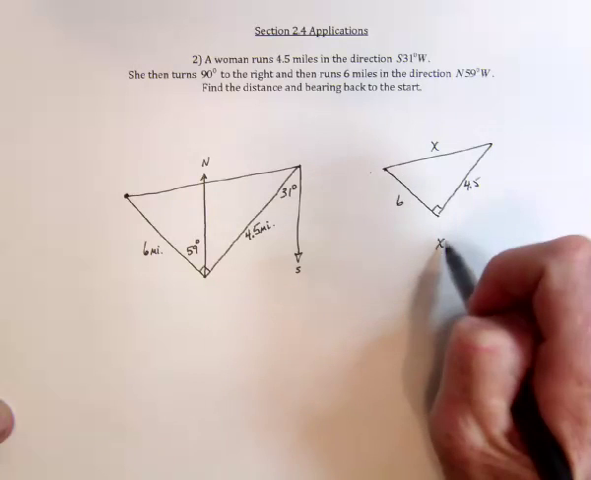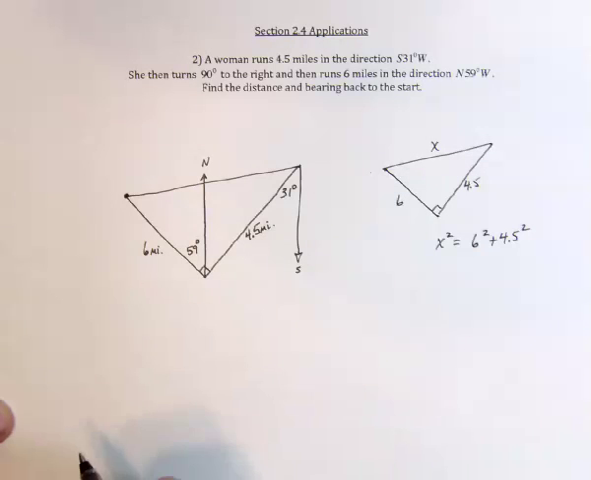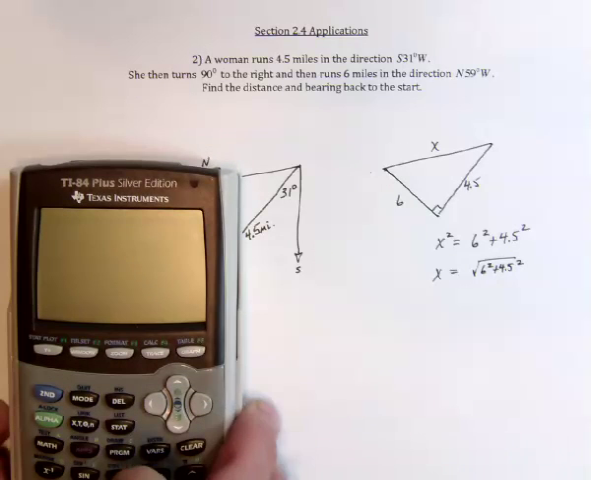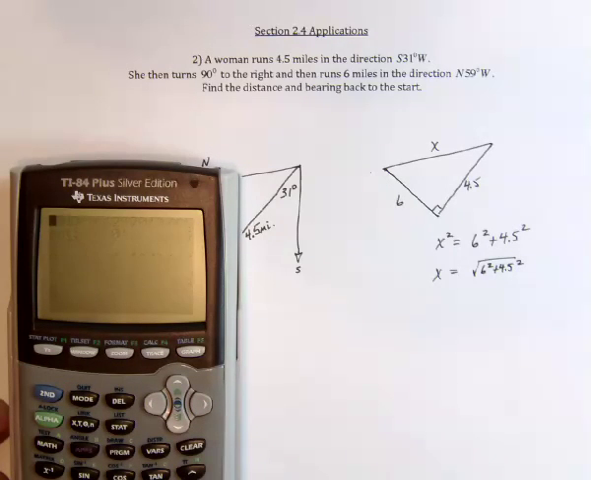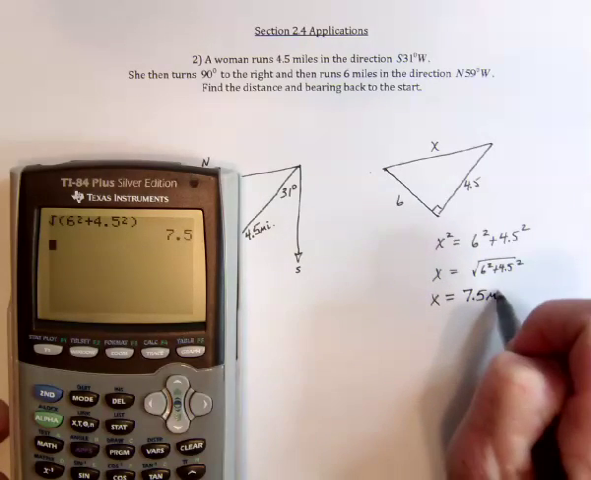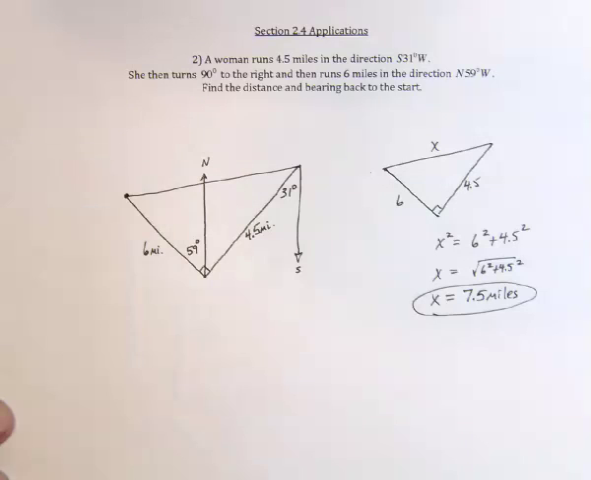So we can just use that x squared equals 6 squared plus 4.5 squared, and then take the square root of that. So the square root of 6 squared plus 4.5 squared. Well, that worked out nicely. So it's going to take 7.5 miles to run back to the start. So there's the distance back to the start. And now, what bearing should she take back to the start?